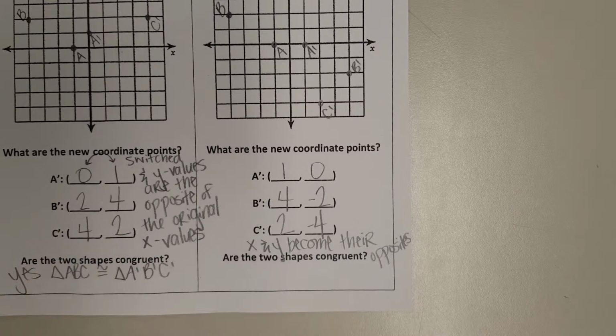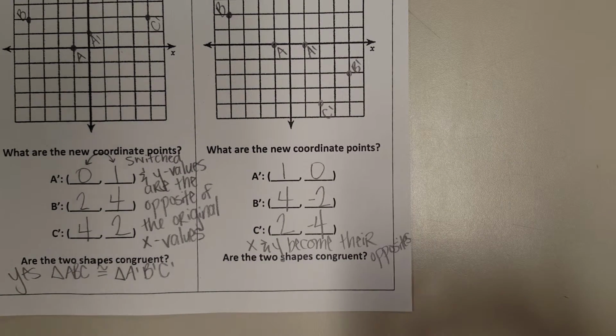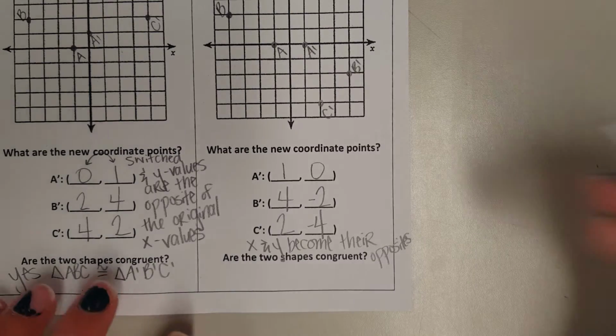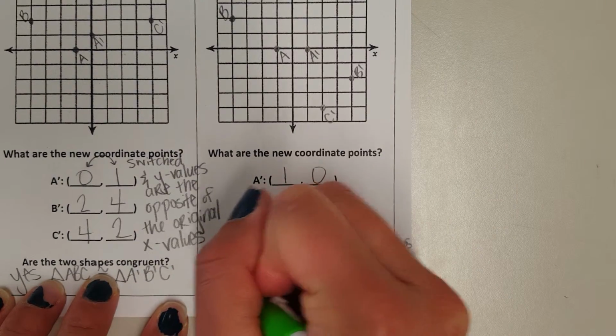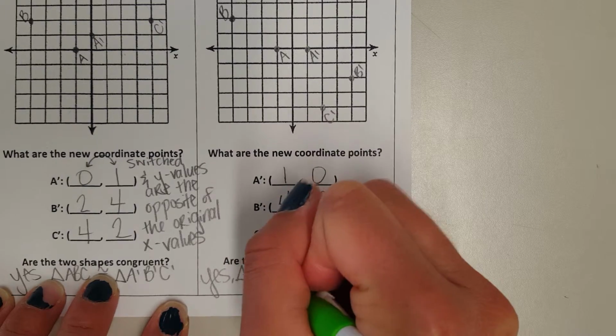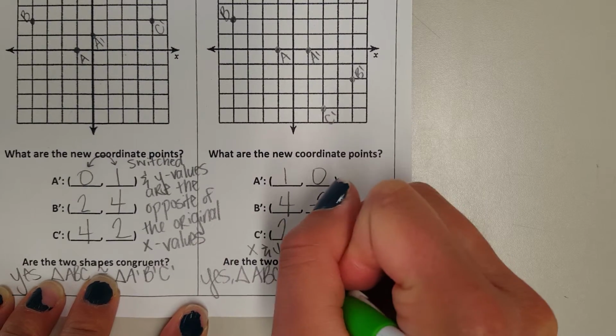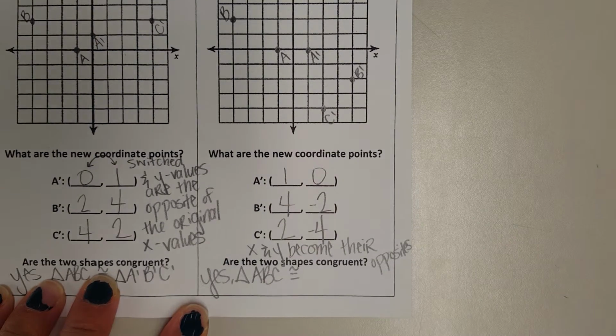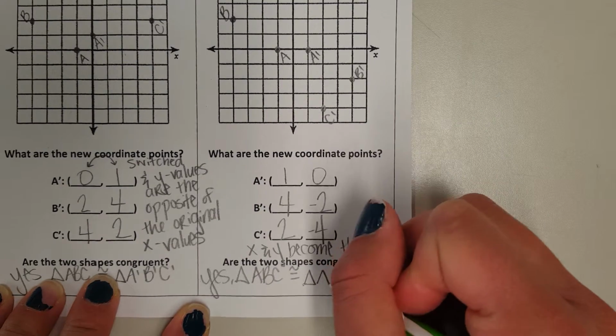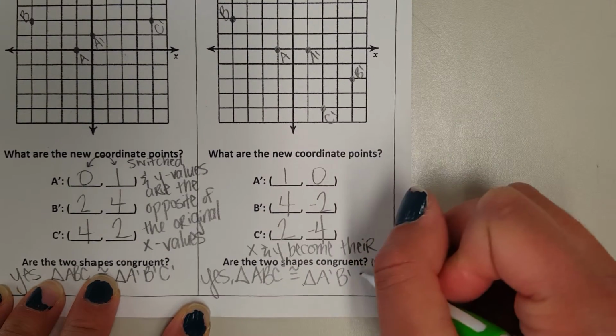And hopefully you know that the two shapes are congruent because they're the same size, same shape. They don't have to be the same orientation to be congruent. They just have to be the same size and same shape. So yes, triangle A, B, C. Again, the symbol is an equal sign with a squiggly line above it, means congruent to triangle A prime, B prime, C prime.